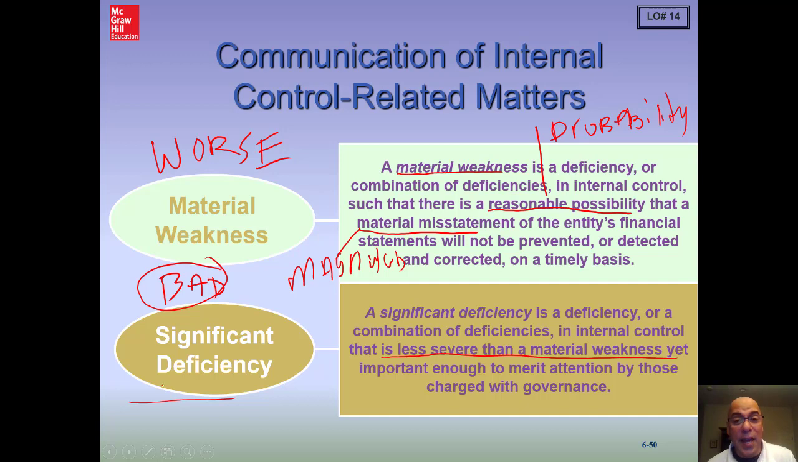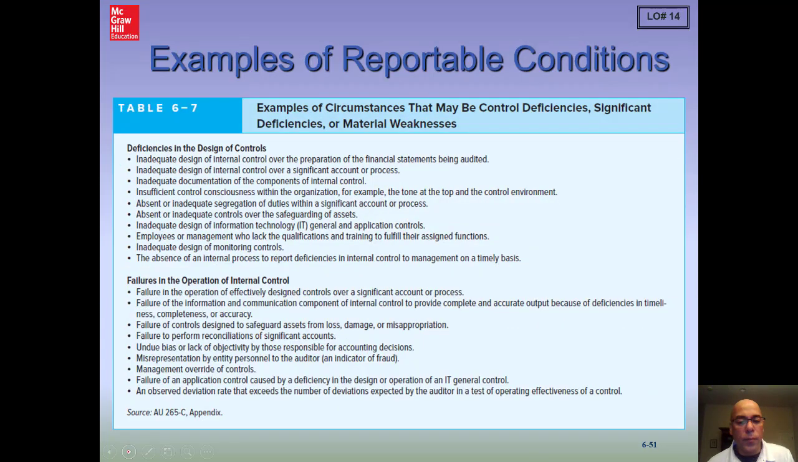Okay, and they give us some examples of things that would be a significant deficiency versus material weaknesses, and they talk about the types of things that could potentially warrant a significant deficiency. Material weakness has a lot to do with auditor judgment.